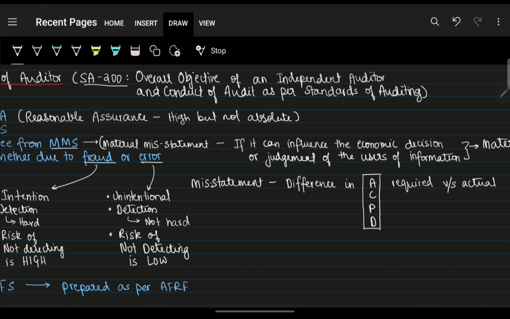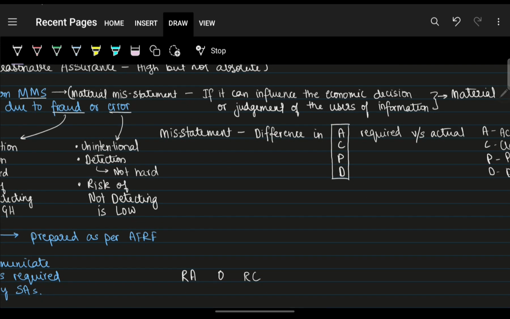Material means any amount or any item that can influence the economic decision or judgment of its users. Okay, so it can be individual or as a whole, like multiple items together, or it can be an individual particular item. If it can influence the economic decision or judgment of the users of the information, then it is considered as material. Okay, but what does misstatement mean?